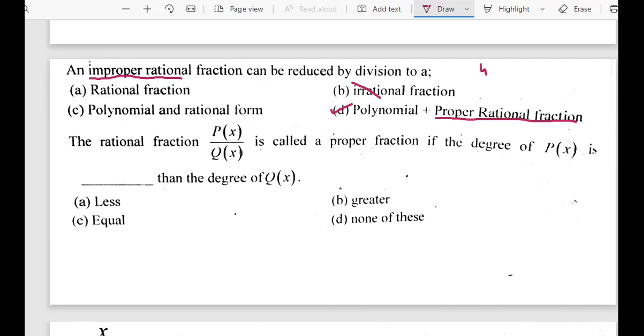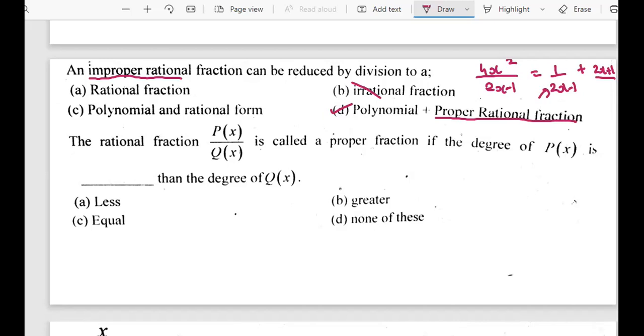So let's say if you had this by x minus 1, how would things be in this case? Once we are done with long division, we are going to get a proper fraction plus 1. It could be any constant as well, right? So D is the answer. Did you understand this, both of you?